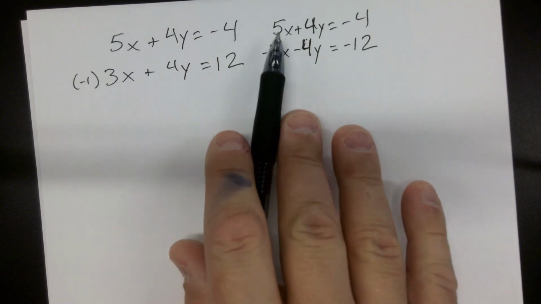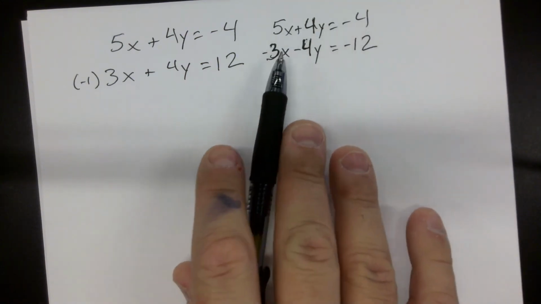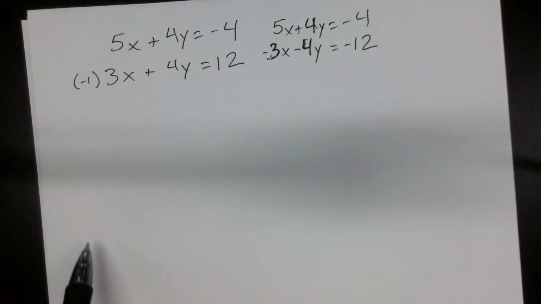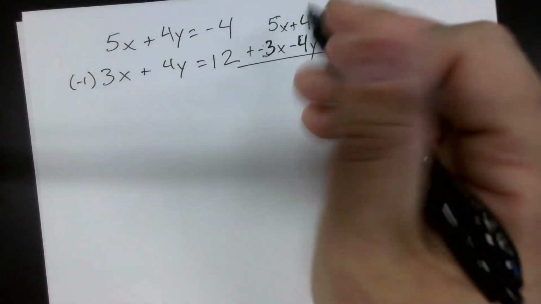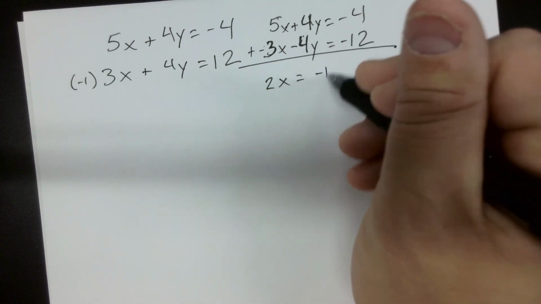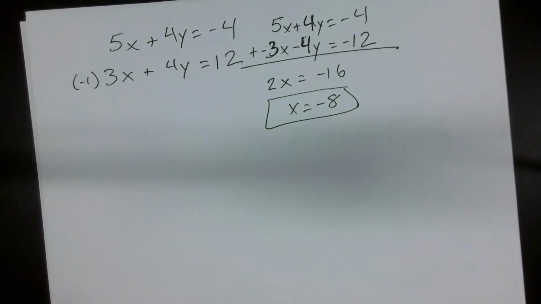All right, so we should get 5x plus 4y equals -4, which means the top equation stays the same. The bottom equation becomes -3x minus 4y equals -12. Do we have opposites? Yes. Add them together. 5x minus 3x is 2x. -4 minus 12 is -16, or x equals -8. Who got -8? Raise your hand. Dre Stubbs, you did it.